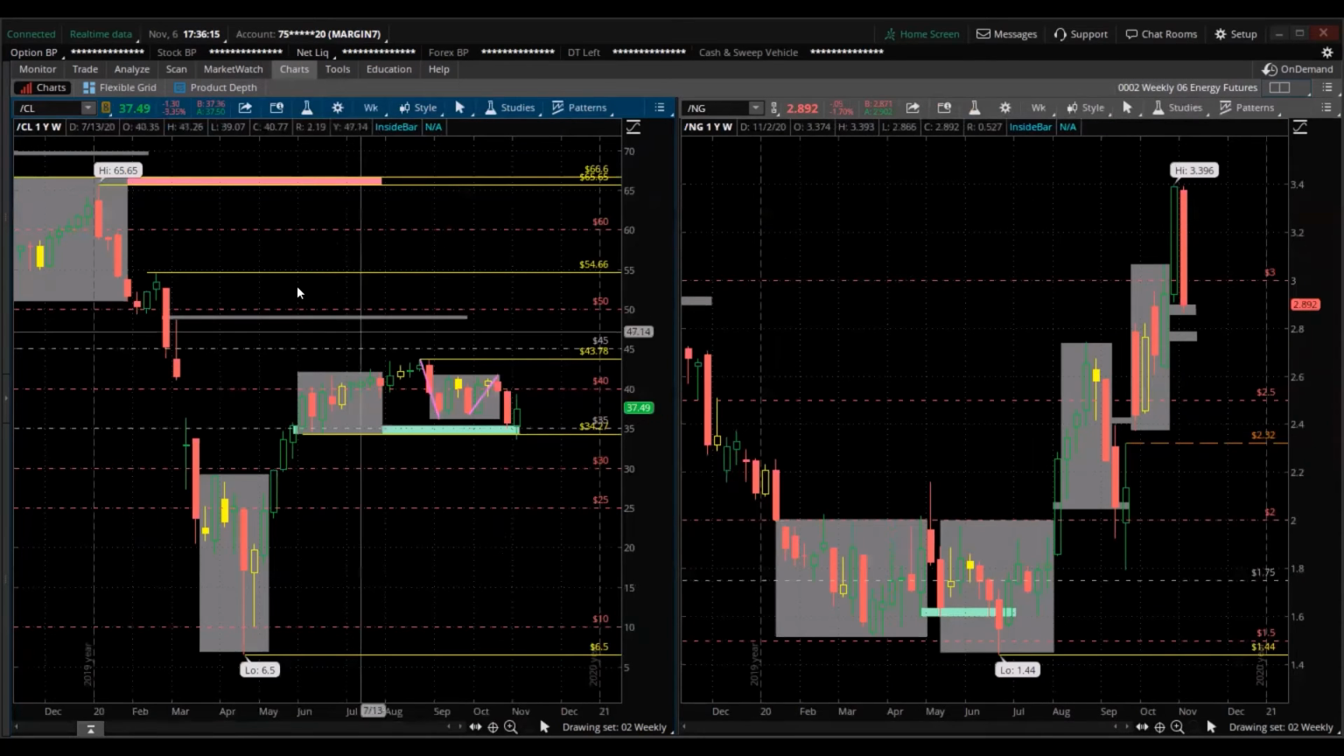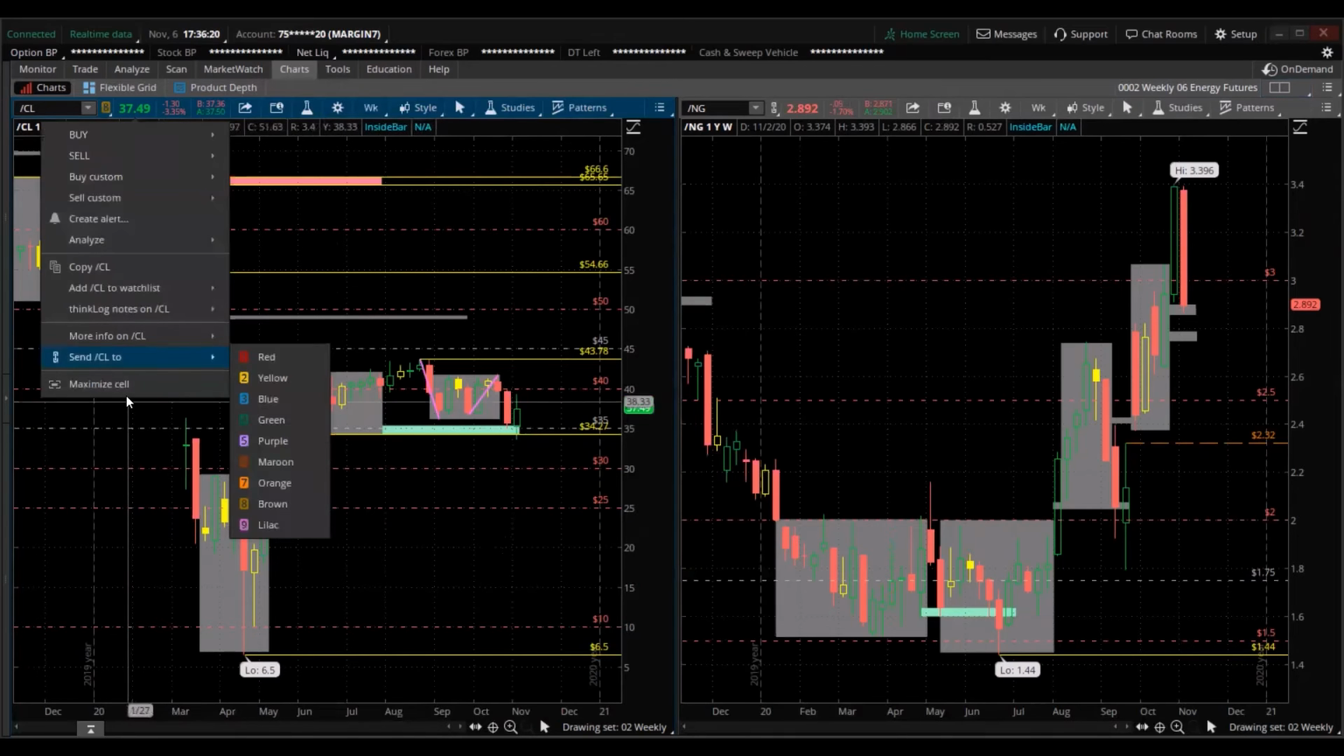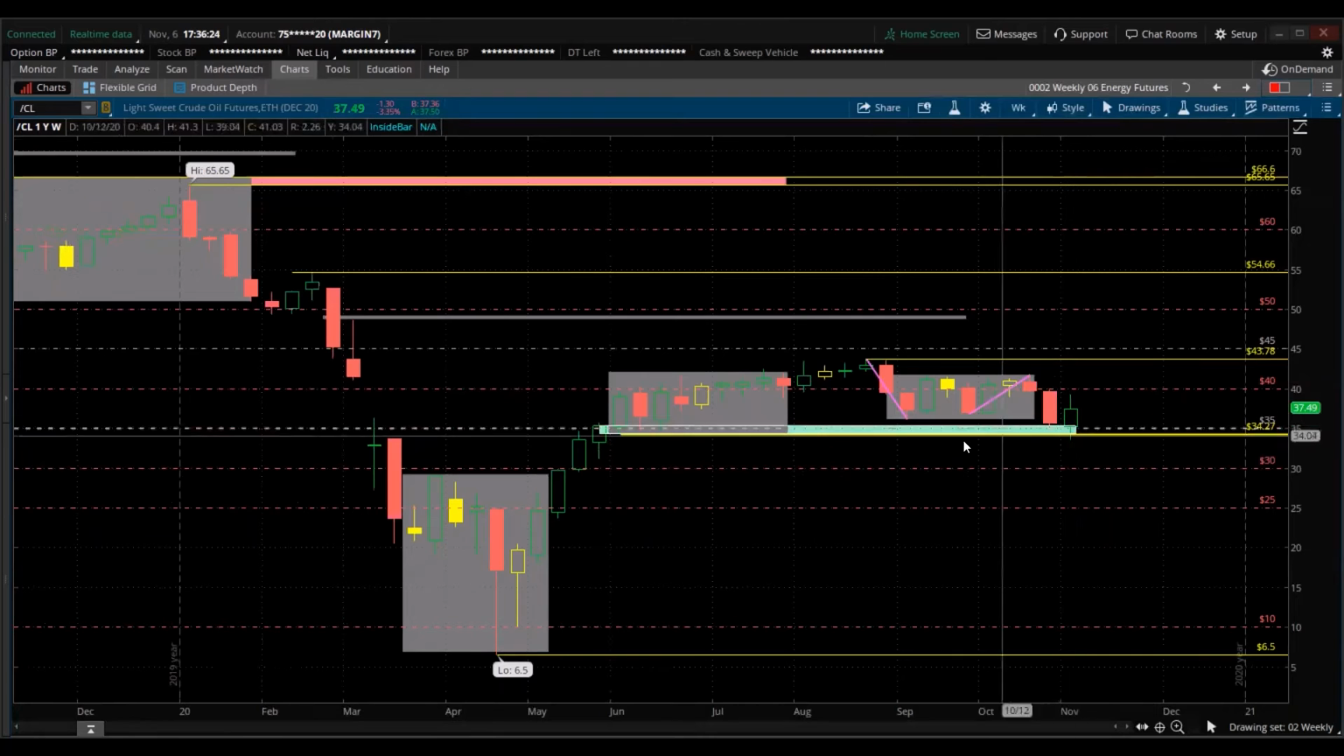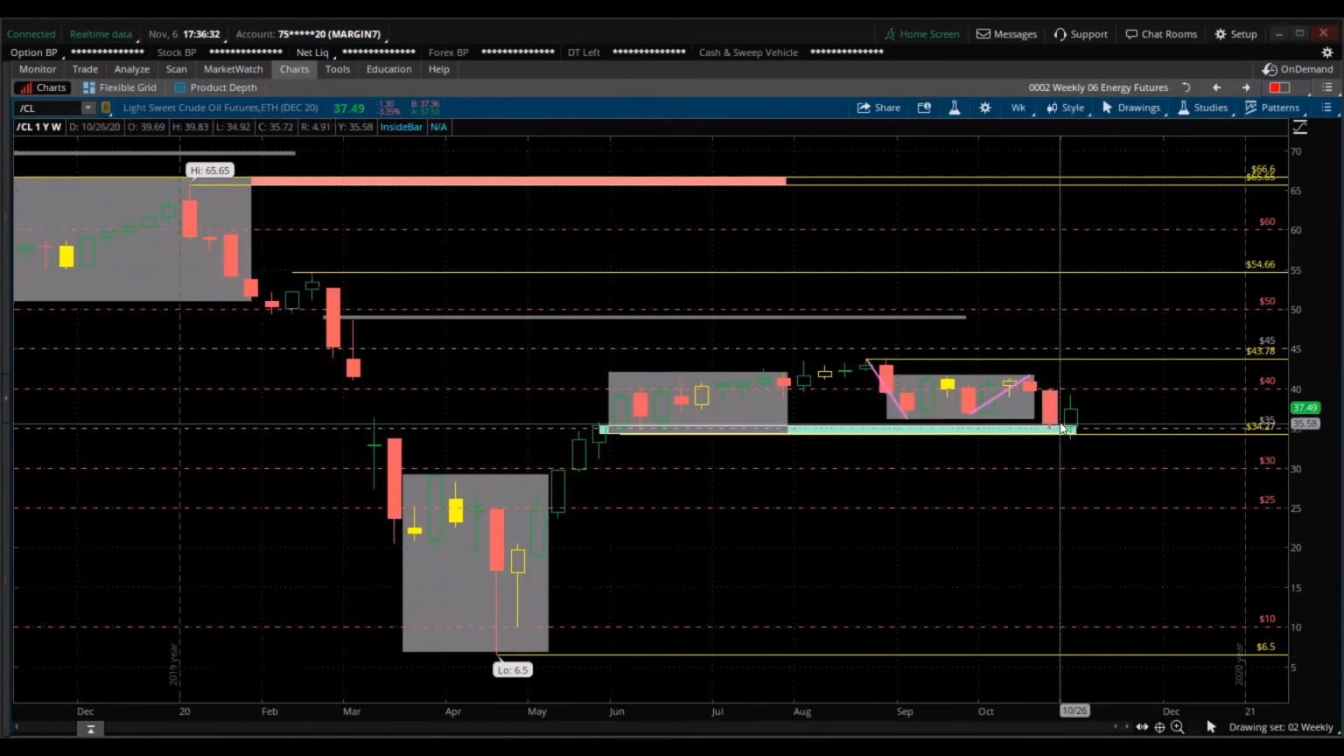Energy is crude oil, light crude oil, and natural gas. Green for the week, close higher than it's open. Here is a swing low, this yellow horizontal line. We tested it, broke below it, came back in it. It also was a demand zone here, and we broke below it, closed back inside of it.